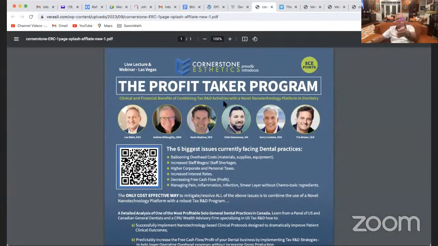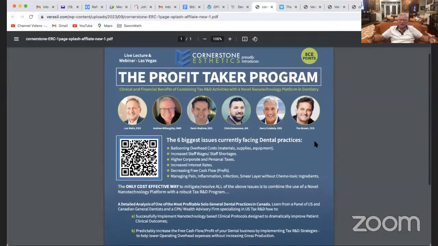These gentlemen pictured right there on that screen, there's two tax R&D guys, and then there's Malene, Willoughby, Moudreau, and Curatola, who are practicing clinical dentists. We're going to talk about, from our own perspective, what it's like to use these nanosilver products to help improve patient outcomes.